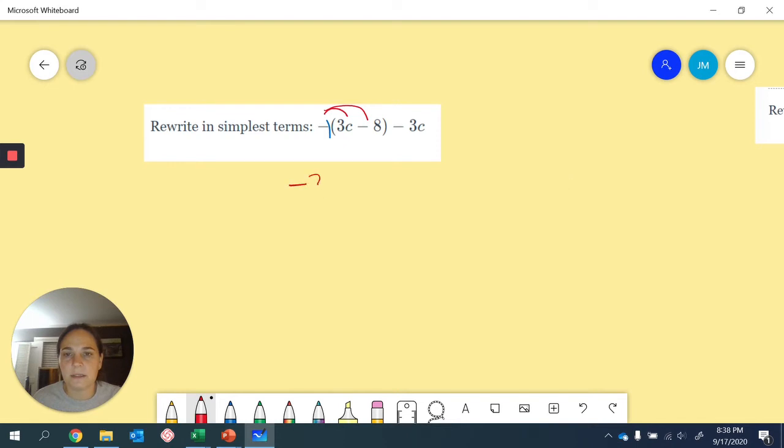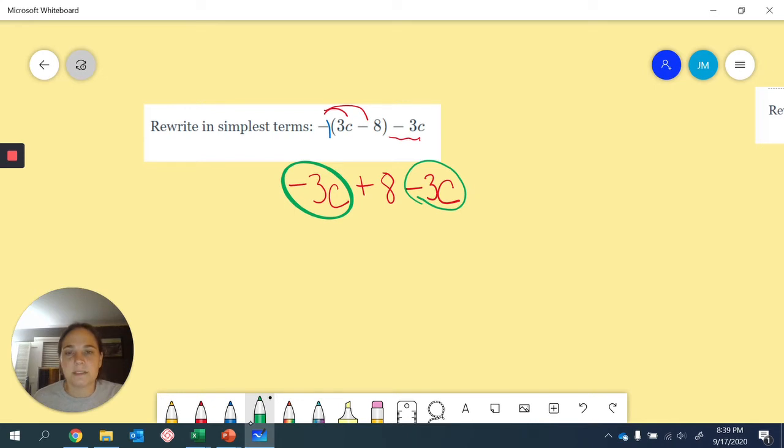So we get negative 3c. A negative 1 times a negative 8 is positive 8. And then this negative 3c is outside of the parentheses, so we just bring them down. Okay, now we got to find our like terms. So we have this negative 3c and this negative 3c, and those both have c's in them, so we're going to add them together, get negative 6c, and then this plus 8 goes along for the ride.